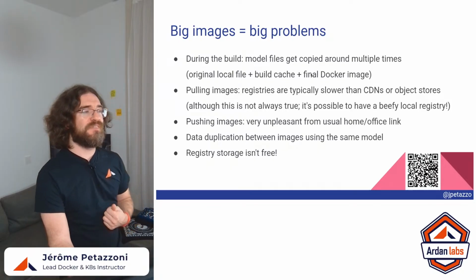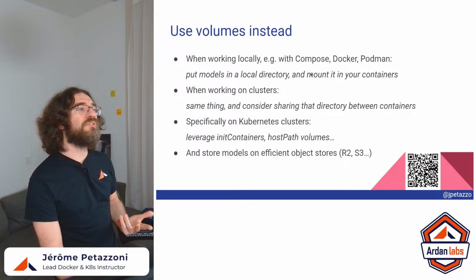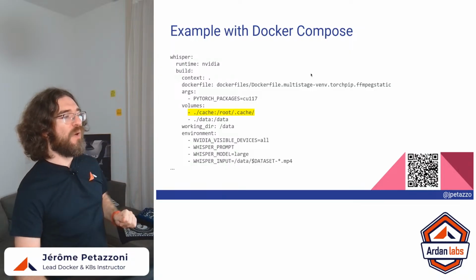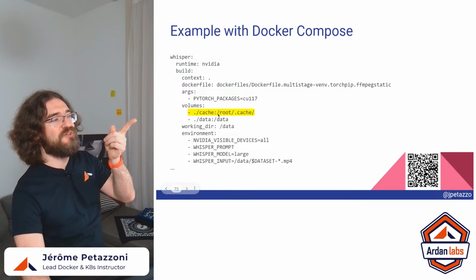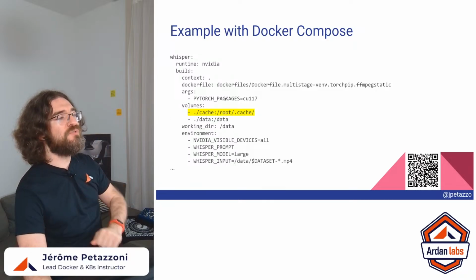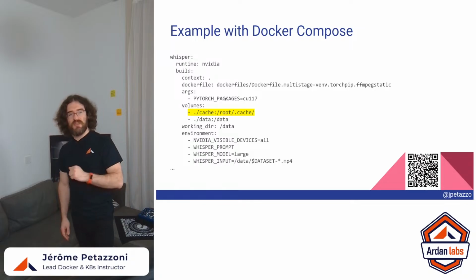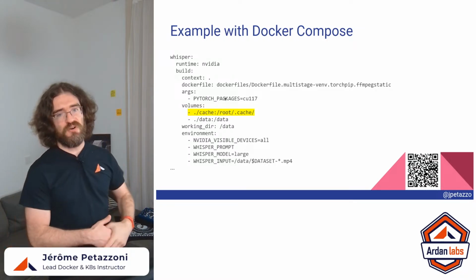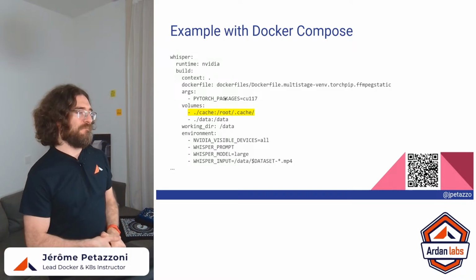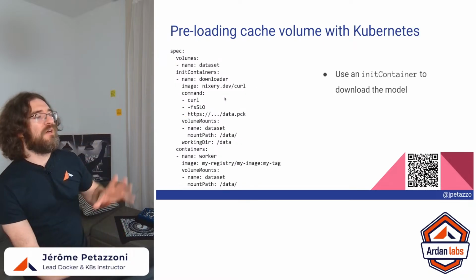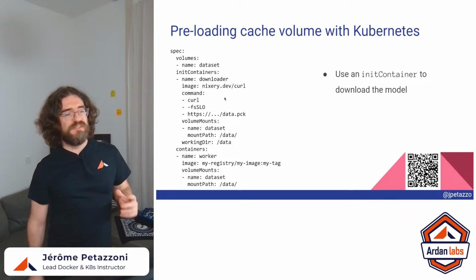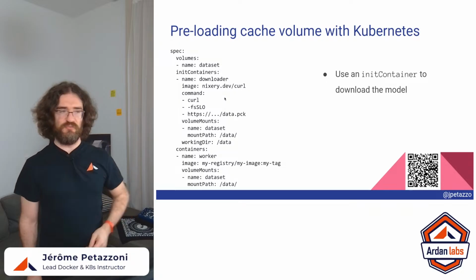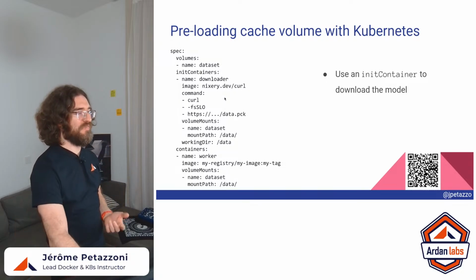We have multiple options there. We can put them in a local object store. For local dev, we can use volumes, and there is an example here where we mount a cache directory. The first time you run Whisper in a container, it's going to download the models it needs, but next time it's going to find this volume and use it. So you get the best of both worlds. And on Kubernetes, this is another example where we're using a volume to cache the model files, so that when you restart the container, it will not have to re-download that model.